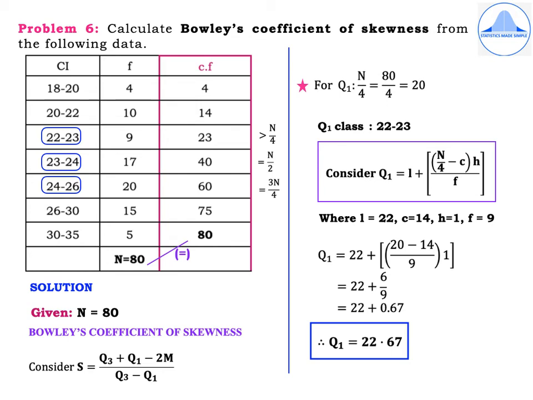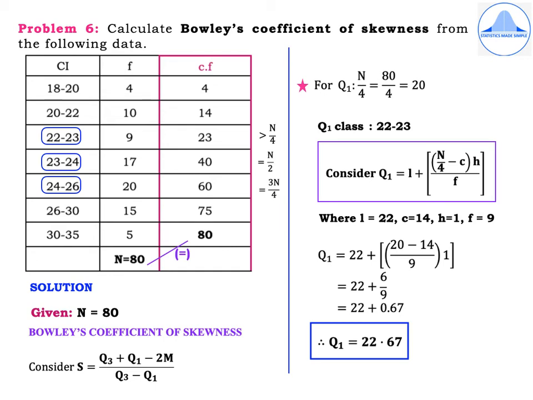Now you know that for Bowley's coefficient of skewness, we need Q1, Q3 and the median, for which we have to cumulate the frequencies. Cumulating the frequencies, we get 4, 14, 23, 40, 60, 75 and 80. So you see that the last value in the CF column matches with capital N equal to 80. Starting with the solution, first write given capital N is equal to 80. Then Bowley's coefficient of skewness. So consider S equal to Q3 plus Q1 minus 2m divided by Q3 minus Q1.